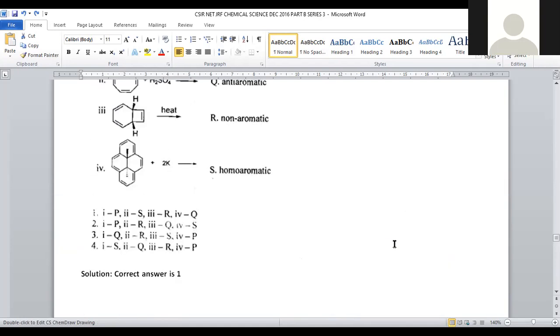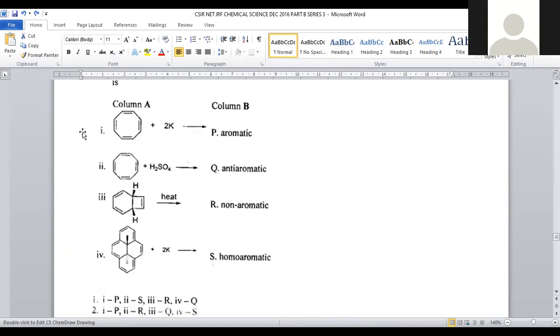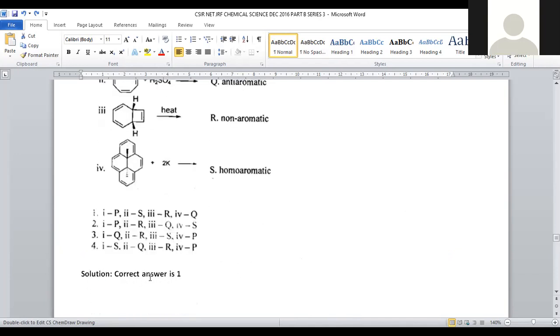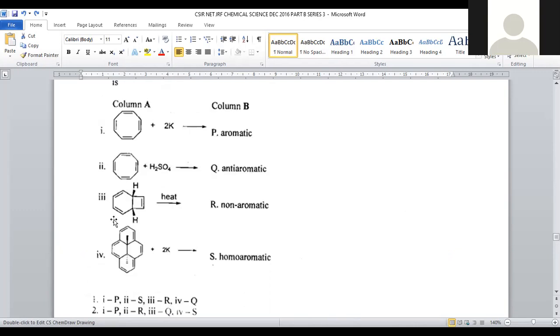Let us see. 1 with P, here it is purely aromatic. We can say it is an aromatic compound. 2 with a homoaromatic, 2 with S will be mapped. 3 with R, 3 with R in the sense of the bicyclic system. What happens when it is heated?